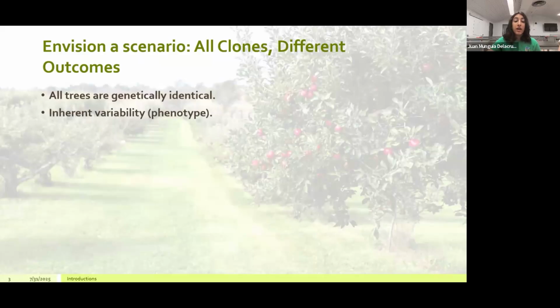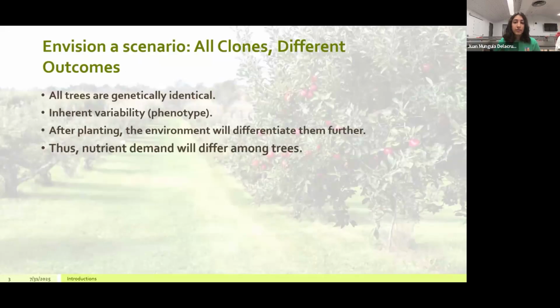of phenotypical differences. There's also another difference that I'm going to propose to you, which is just after planting, the microenvironment around each tree is going to cause certain changes. So let's say your water supply, your nutrient supply, they're all going to cause more differences. So there is a nutrient demand that's going to be different across your orchard.